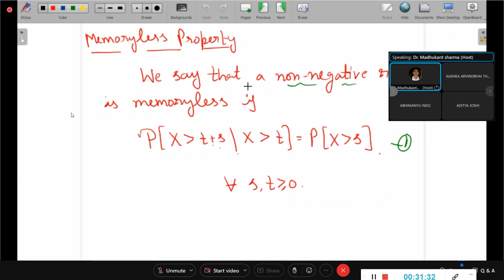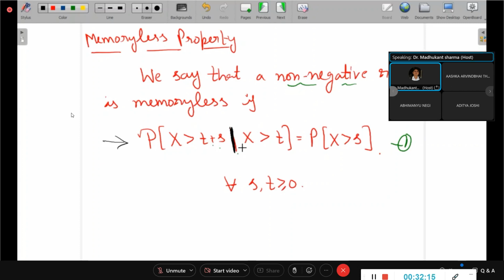Okay, so we say that a non-negative random variable x is memoryless, so x must be non-negative, if you have the following. Now try to read this. What does this mean? If you read this t as a time parameter, this here is a conditional probability. What it says is: the probability of x greater than t plus s, given that x is greater than t, is equal to the probability of x greater than s.